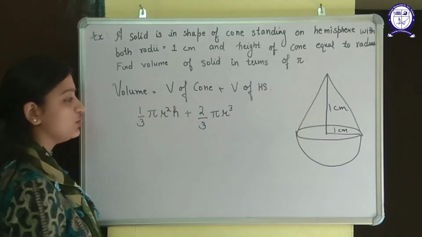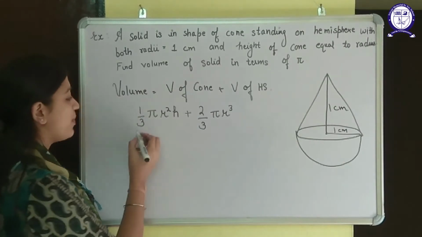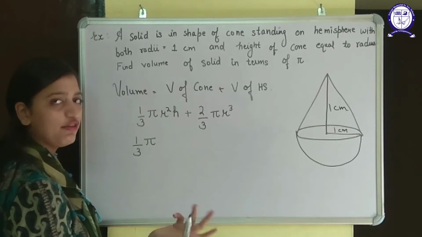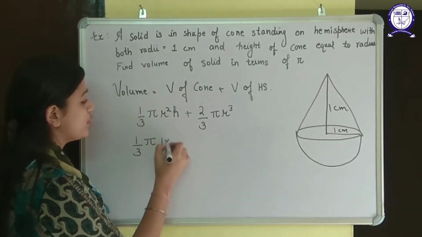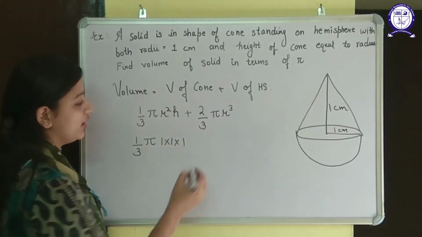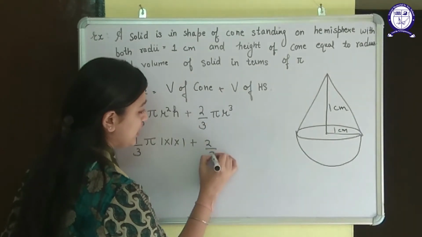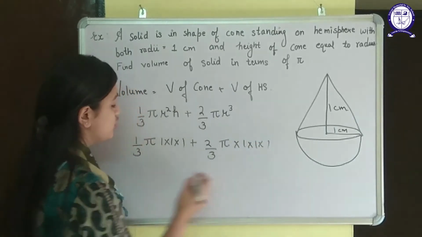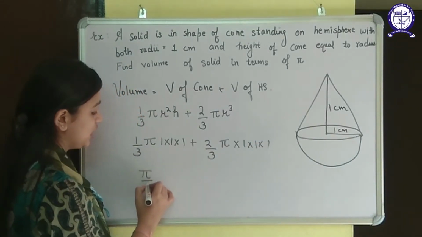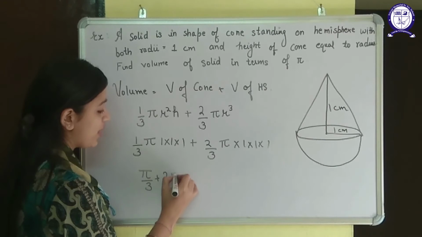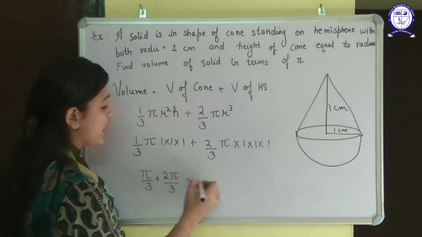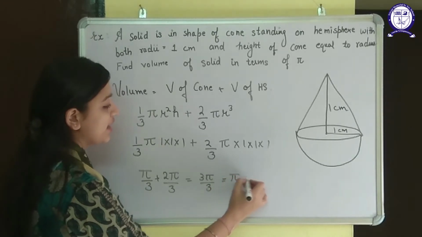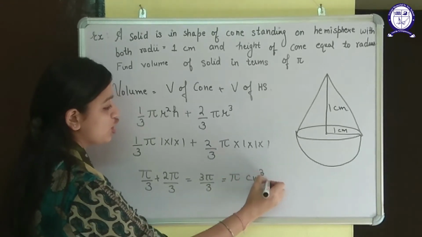Okay, now putting the values, we don't need to put the value of pi. So this is 1 upon 3 pi. R is my 1. So 1 into 1, and height is also 1. This is 2 upon 3 pi, 1 into 1 into 1. So this is pi upon 3 plus 2 pi upon 3. So my answer will be 3 pi upon 3, that is pi centimeter cube.